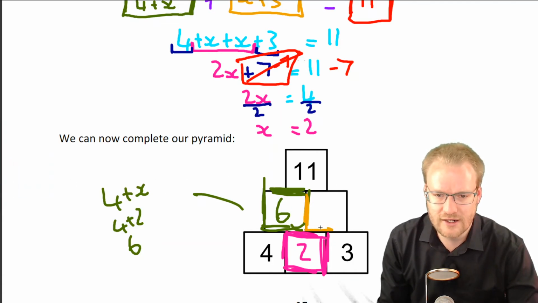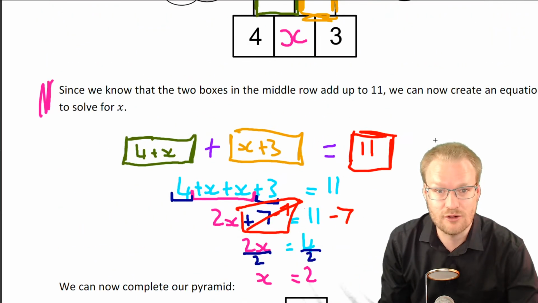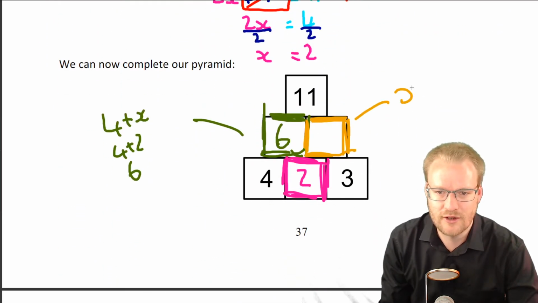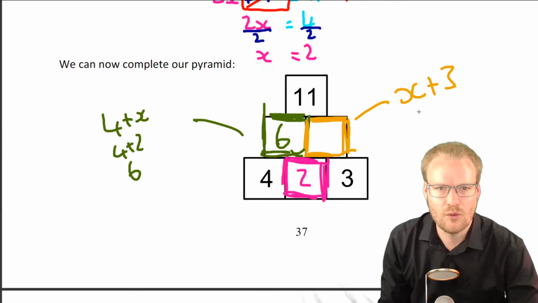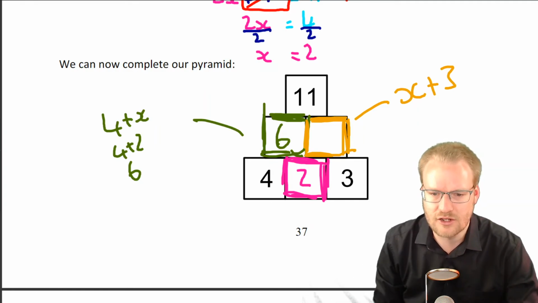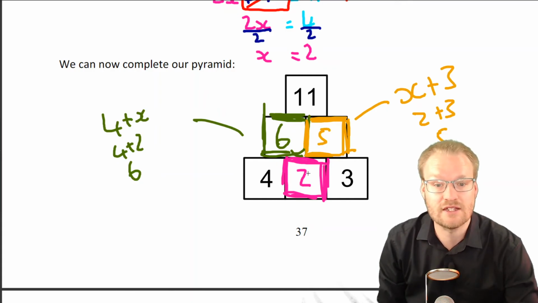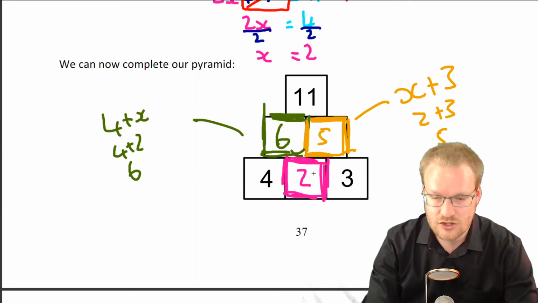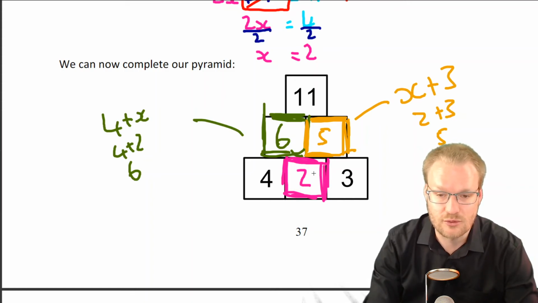And finally, what is going to be in this block here? And I want to push you to think of it in terms of x plus 3. So if x is 2, what is the value in this block? Well, our value is going to be 2 plus 3 because x is 2, which gives us 5. Of course, it makes sense from our diagram that it's 2 plus 3 as well.